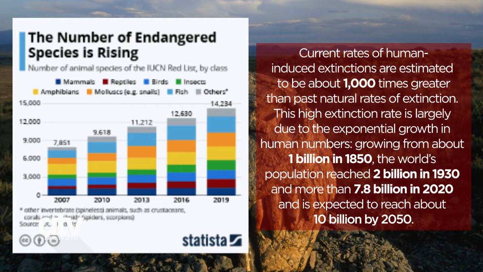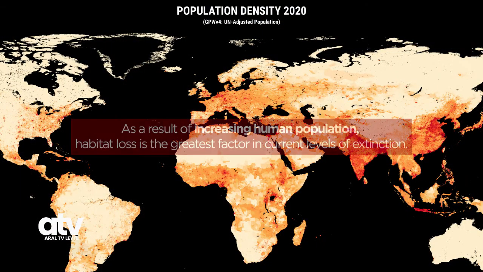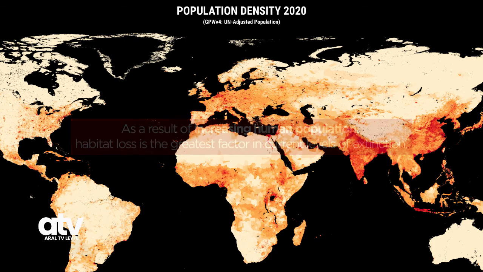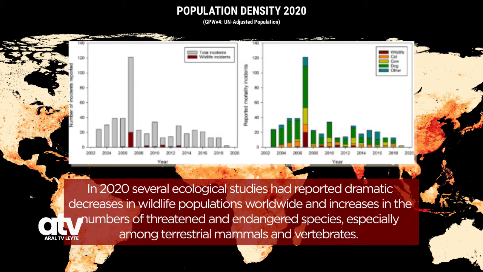Growing from about 1 billion in 1850, the world's population reached 2 billion in 1930, and more than 7.8 billion in 2020, and is expected to reach about 10 billion by 2050. As a result of increasing human populations, habitat loss is the greatest factor in current levels of extinction. In 2020, several ecological studies had reported dramatic decreases in wildlife population worldwide and increases in the numbers of threatened and endangered species, especially among terrestrial mammals and vertebrates.